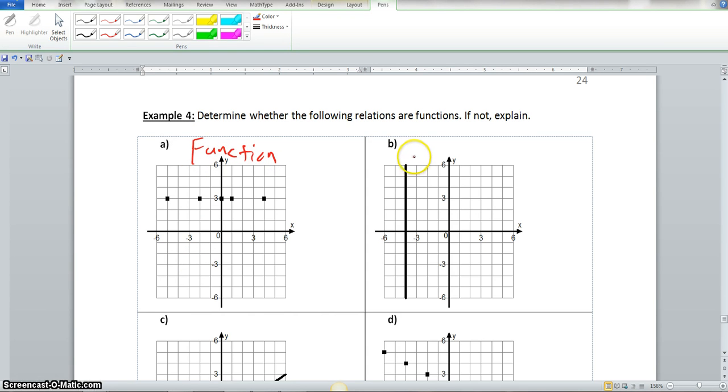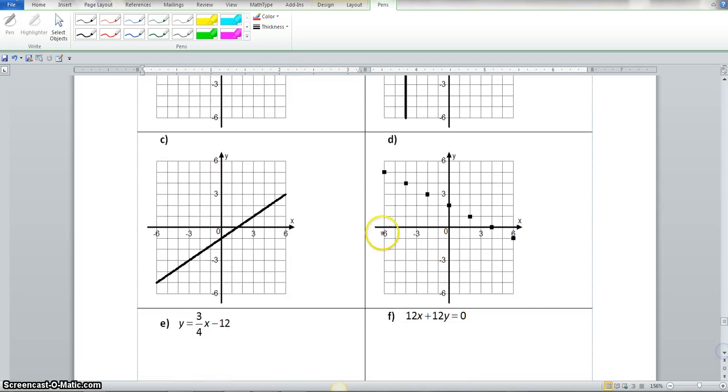Now B, we look here. We have this vertical line. We could draw a vertical line straight on top of this and it would hit every point on this line. So this is not a function because it would hit more than 1 point.